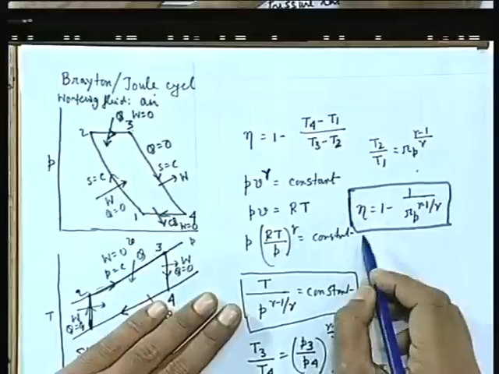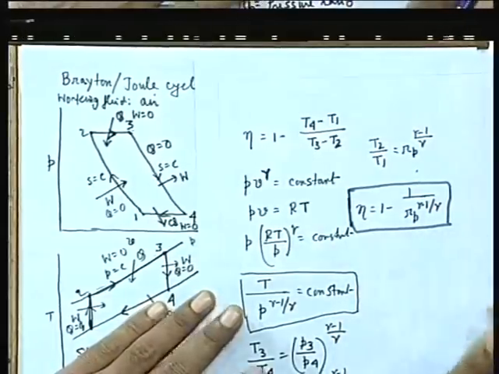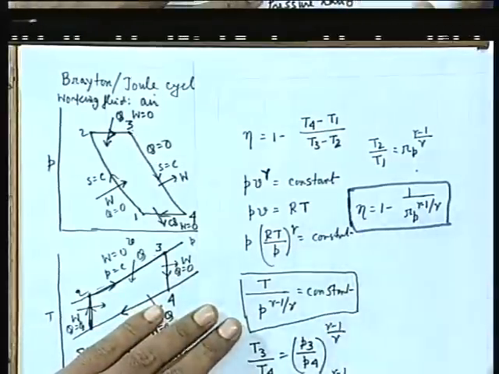It is similar to the expression of eta in terms of the volumetric compression ratio, Rv to the power gamma minus 1, which we deduced in case of the Otto cycle. Now, in case of a Brayton cycle, this is the expression.